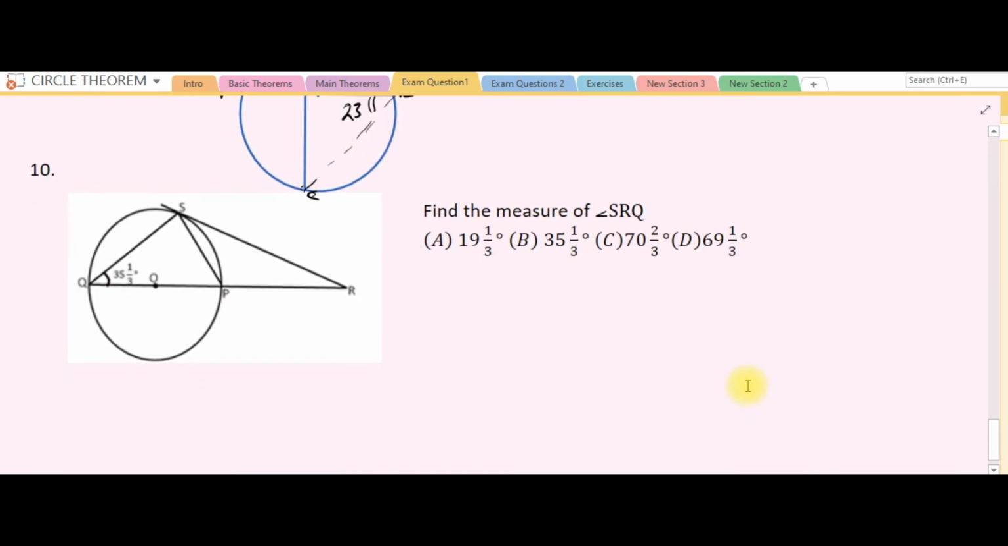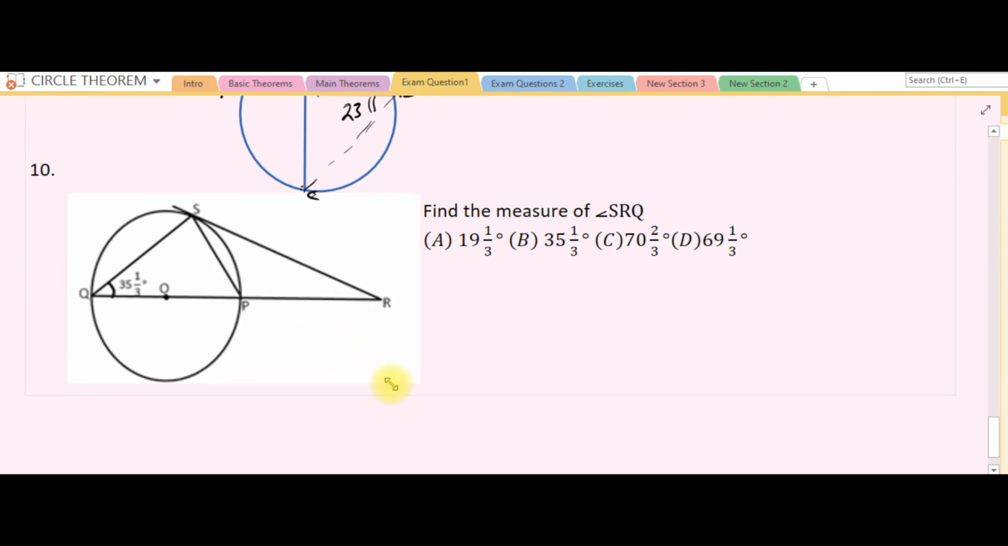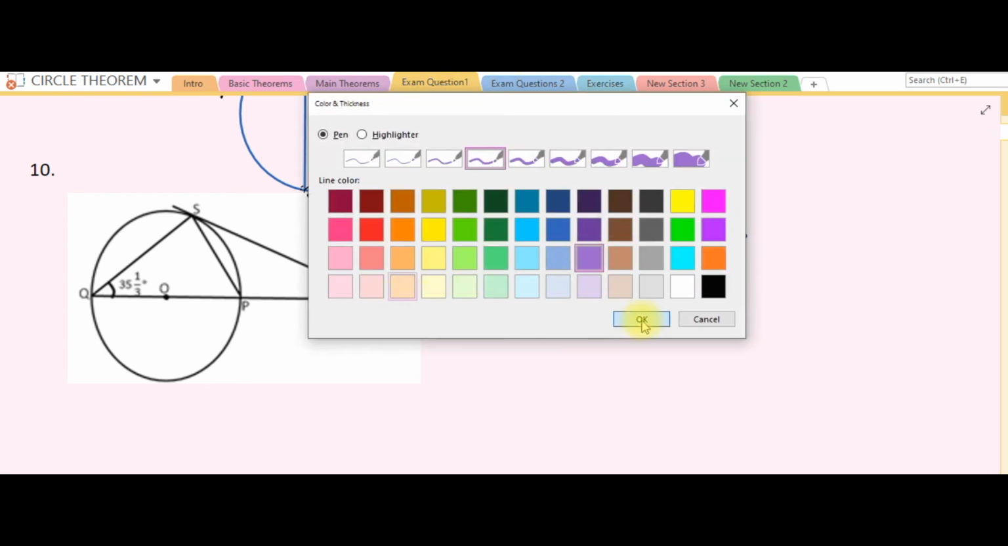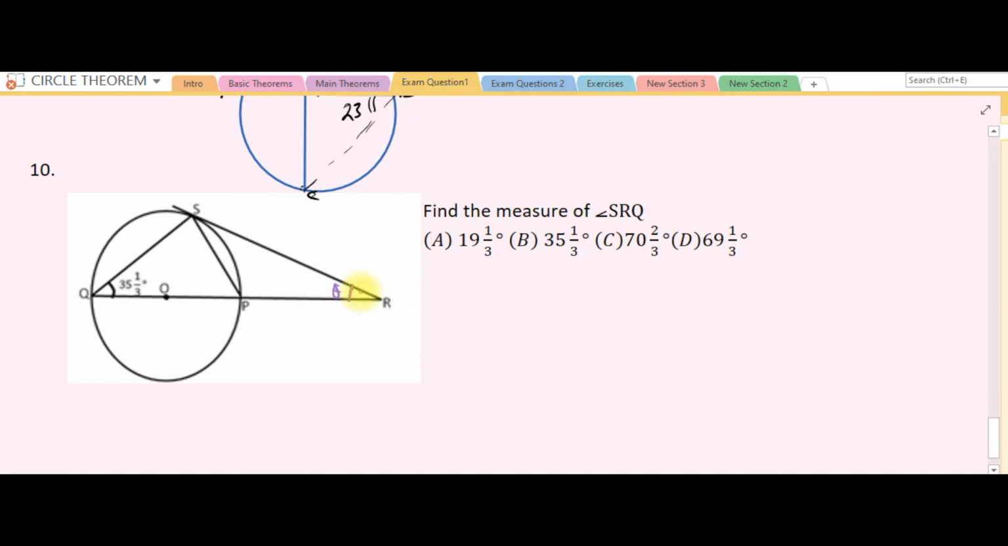So the next question: find the measure of the angle given this diagram. We are given this diagram and we're asked to find the measure of Q. We are looking for this, so let's call it theta. So the first thing, how can you relate what you are given? This is the center. Remember, we normally denote the center of a circle with O. So this is 90 by the inscribed angle theorem, since here is 180, so here should be 90. So again, remember, SR is a tangent line, meaning whatever is here must be here. So this should be 35 1/3.